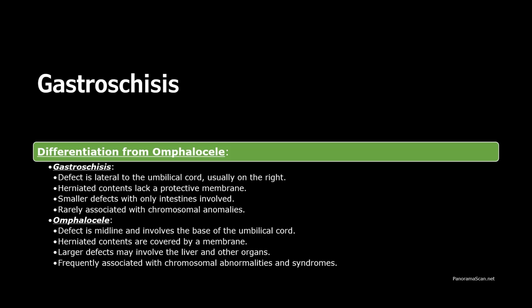defect is in the midline and located at the base of the umbilical cord. The herniated contents are covered by a membrane, differentiating it from gastroschisis. Omphalocele tends to be a larger defect, and liver and other organs may also be involved in the herniated contents. Omphalocele is frequently associated with chromosomal abnormalities and syndromes such as trisomy 13, 18, and 21. These differences are critical for accurate diagnosis and management of the condition.